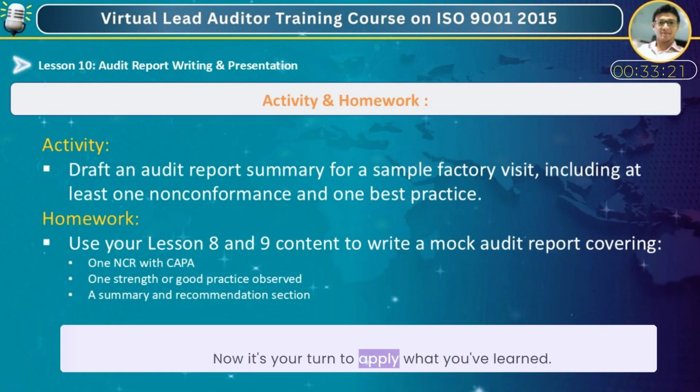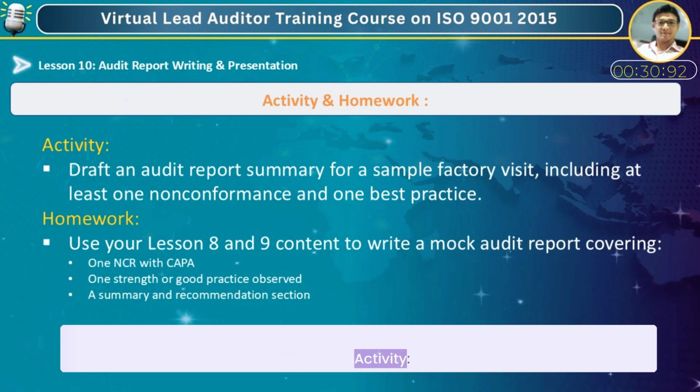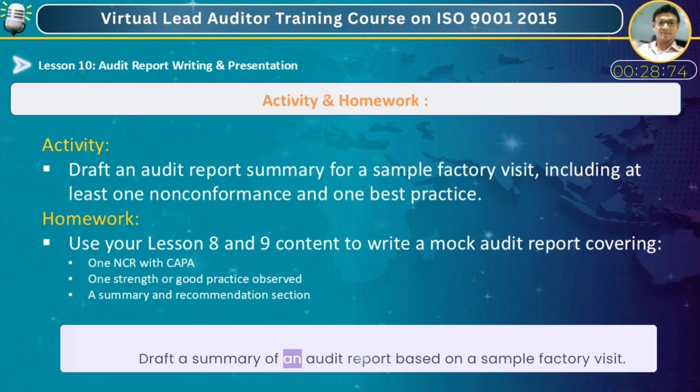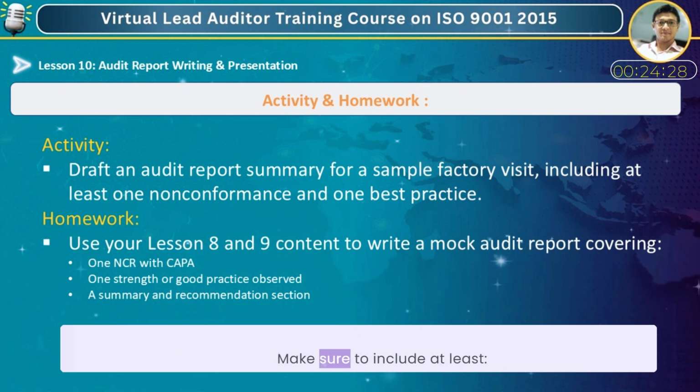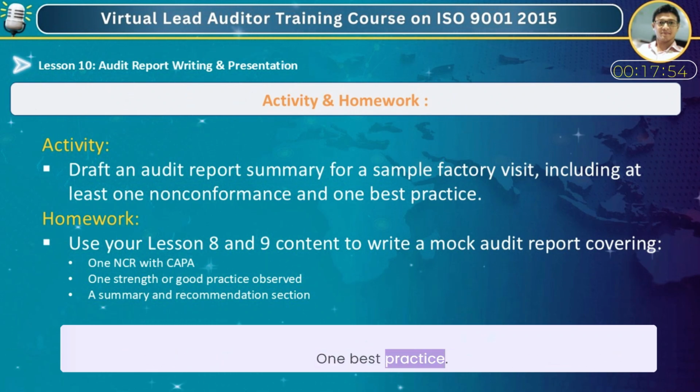Now it's your turn to apply what you've learned. Activity. Draft a summary of an audit report based on a sample factory visit. Make sure to include at least one non-conformance and one best practice.